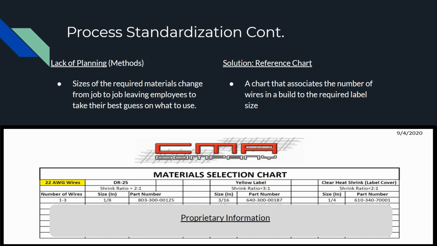Next, we standardize the selection of materials by calculating how many wires can theoretically fit in each size of shrink tubing. The results were then validated and modified by experimentation, which led to the creation of this chart. This chart clearly shows the diameter of shrink tubing required for a set amount of wires and takes the guesswork out of the process. This specific chart covers 22 gauge wire, but there are charts like this for every size wire that is used.